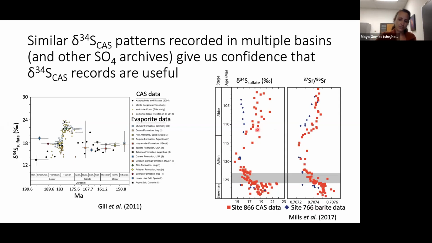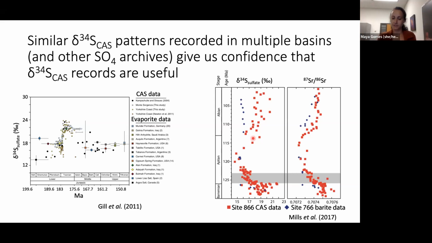Now, of course, they diverge at some point, and that might be due to the size of the sulfate reservoir. So this only really works if we assume that the marine sulfate reservoir is really large, such that the residence time of marine sulfate is longer than the mixing time of the ocean. Whereas if sulfate levels are really, really low and the residence time of sulfate is much lower than the mixing time of the ocean, then we might expect there to be local variability in sulfate sulfur isotopes.